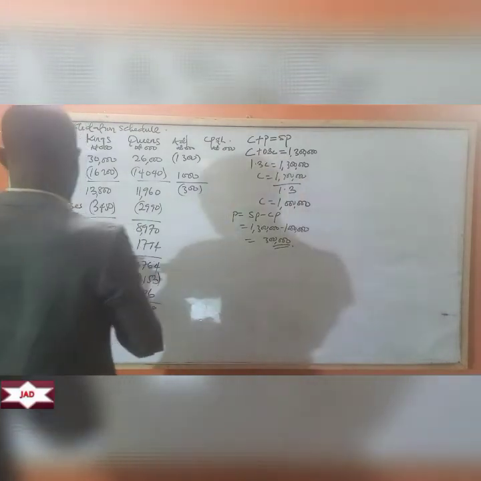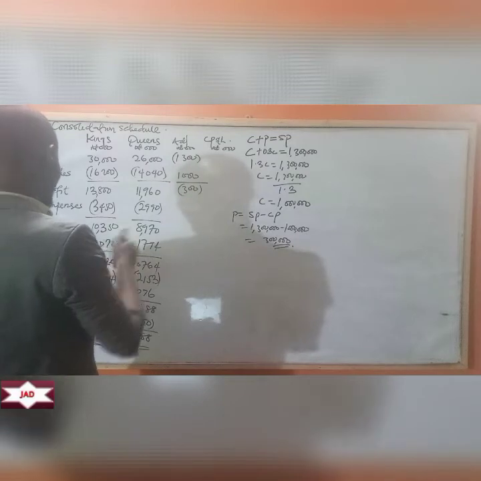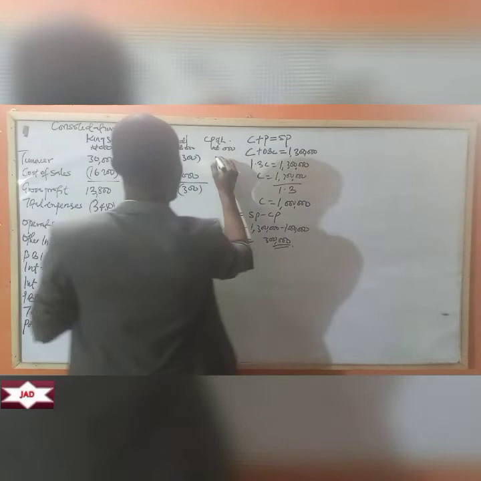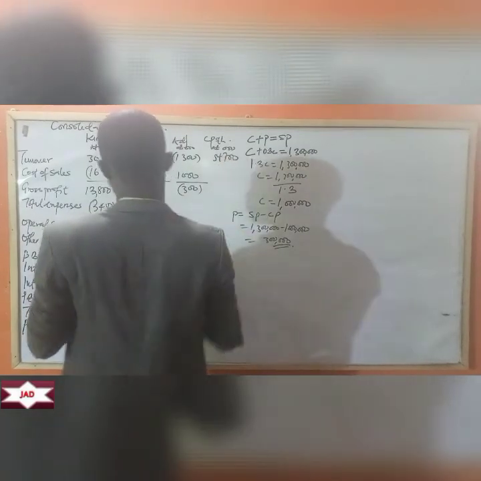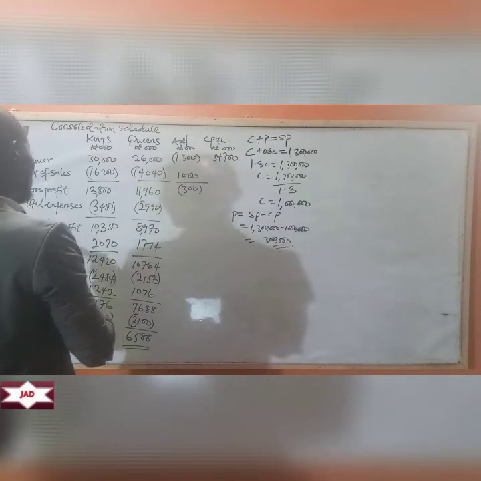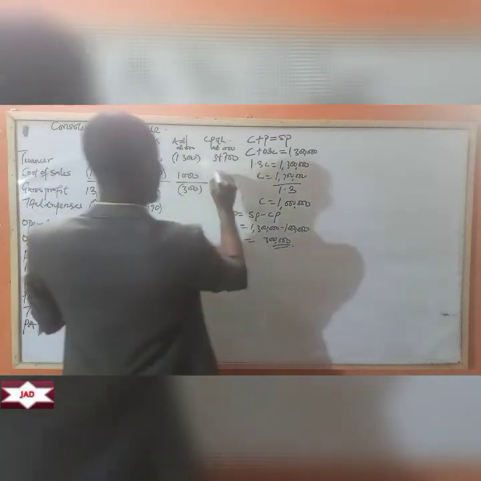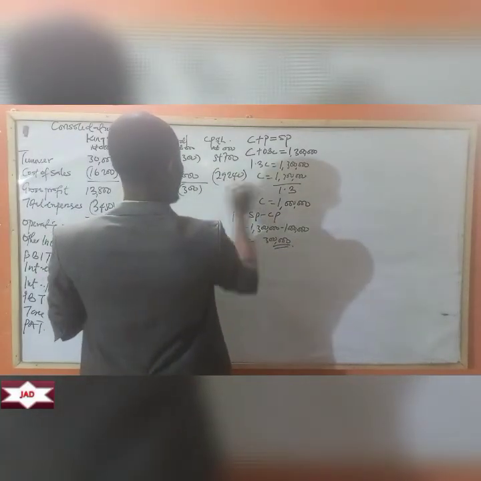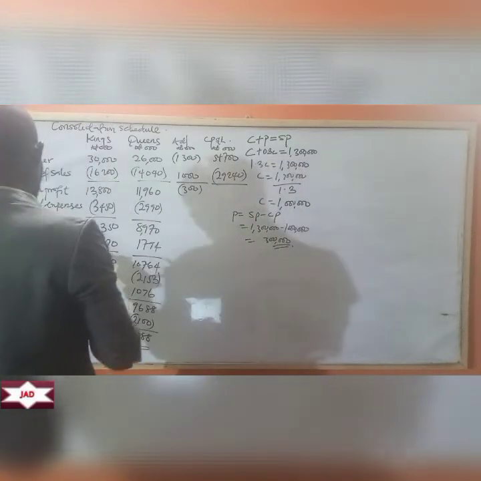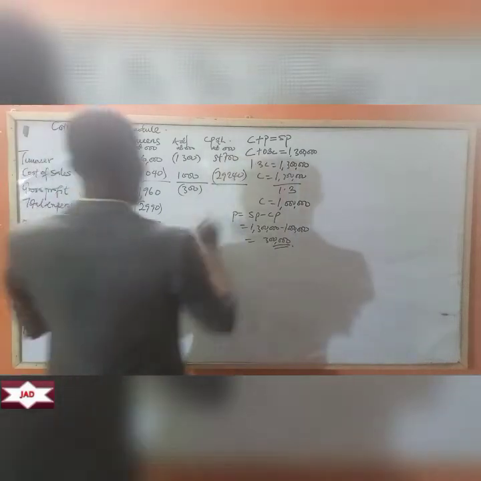So what do you have here? This is 30,000 plus 26,000 minus 1,300. 54,700. So cost here will be what? 16,200 plus 14,040 minus 1,000. 29,240. So that would be 54,700 minus 29,240. We have 25,460.